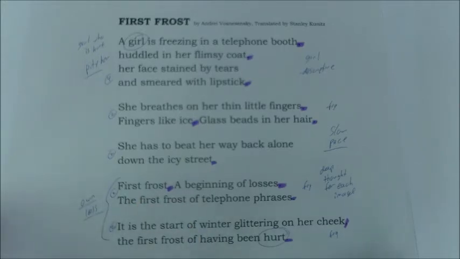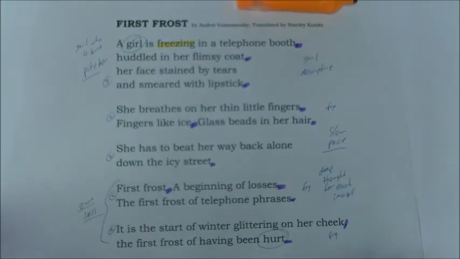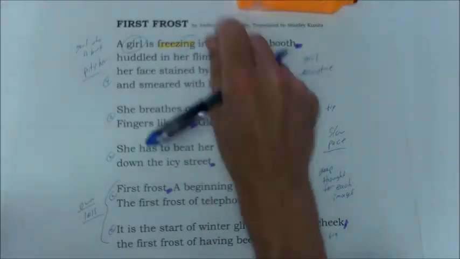So after looking at the structure, we then look at the language and diction, and that means we're looking for individual words that are rather strong. And in this case, I think a lot of those happen in the description of the girl. So first we see that word freezing in a telephone booth, and I think that's pretty strong. Notice that it's written in the continuous present tense, which means that it's currently happening and it continues.